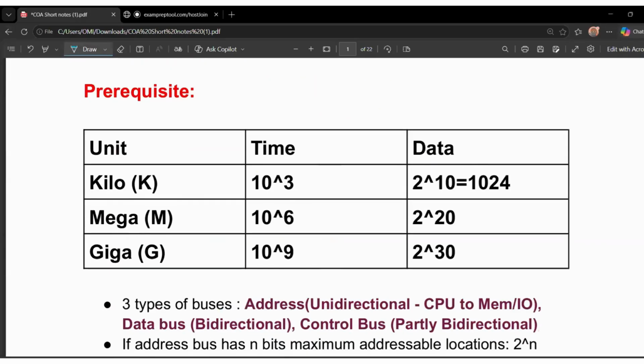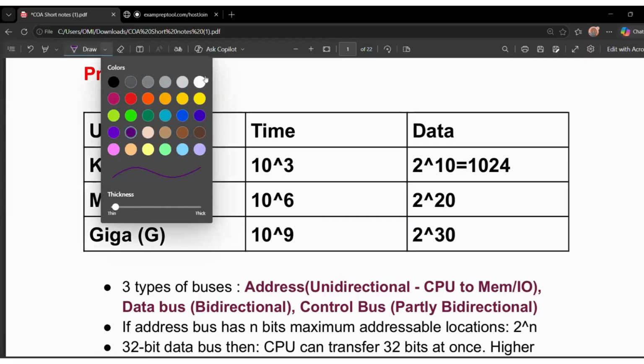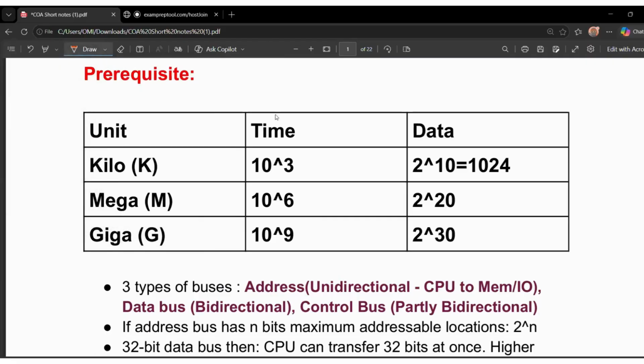Now, let's start with the prerequisite first. We have two types of things in the entire computer architecture: either we have to give the answer in terms of time, or in terms of data. If you have to give the answer in terms of time, with units like kilo, mega, and giga, then kilo is 10 power 3, and if you want to represent it in data, then it will be 2 power 10.